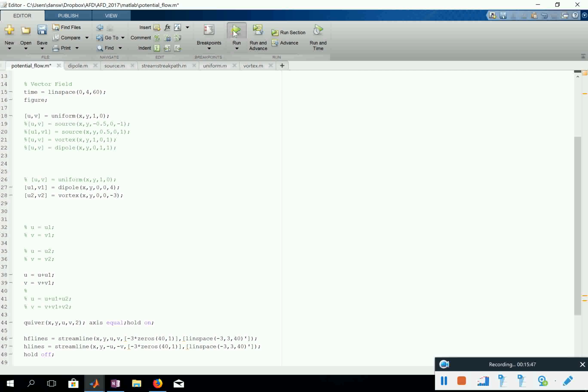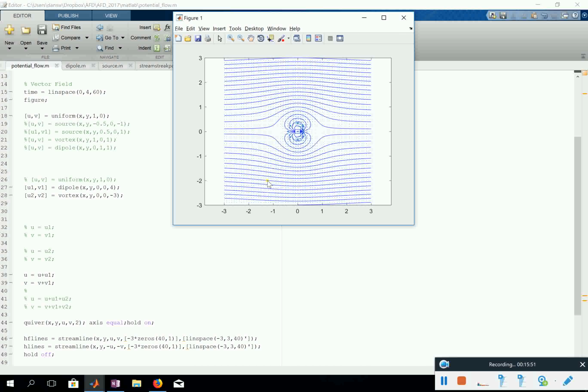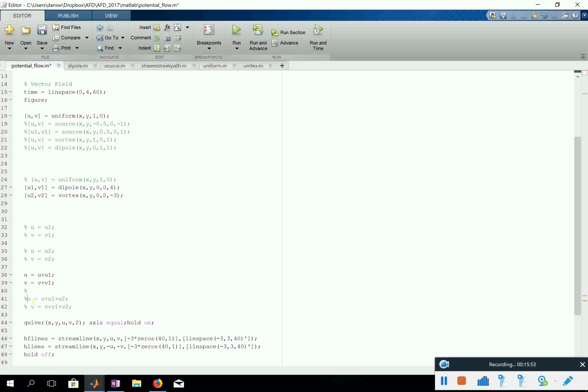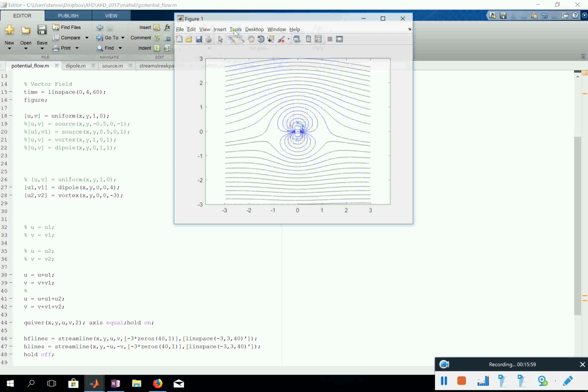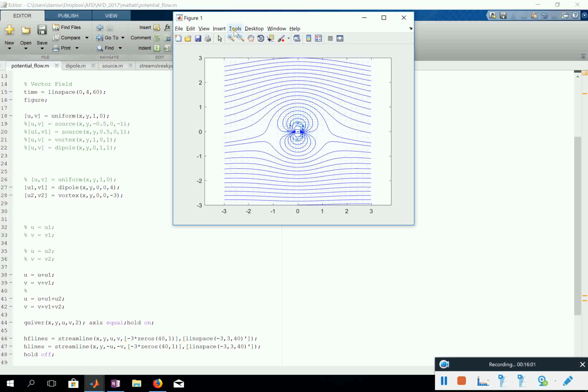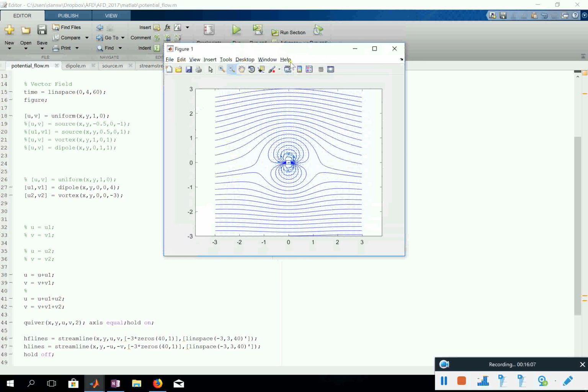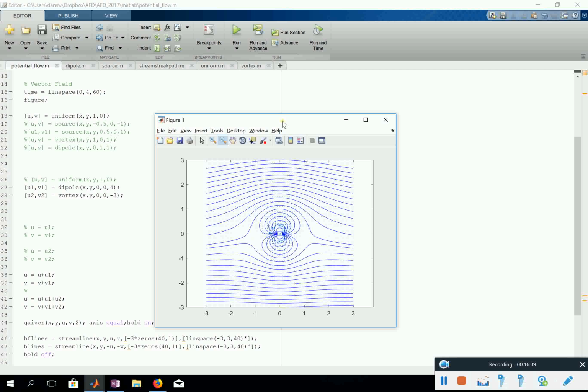If I do -3, oh, sorry, I forgot to add the velocity field. Yeah, sorry, I forgot to add up the velocity fields. Now, if you add the velocity fields, then you see that your streamlines are deviated a bit, because you have this positive circulation here.